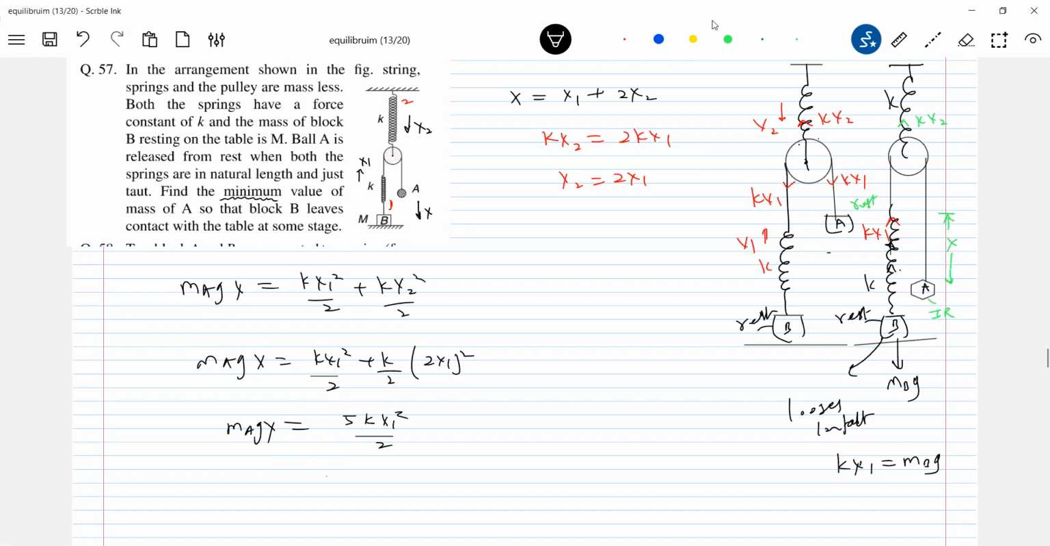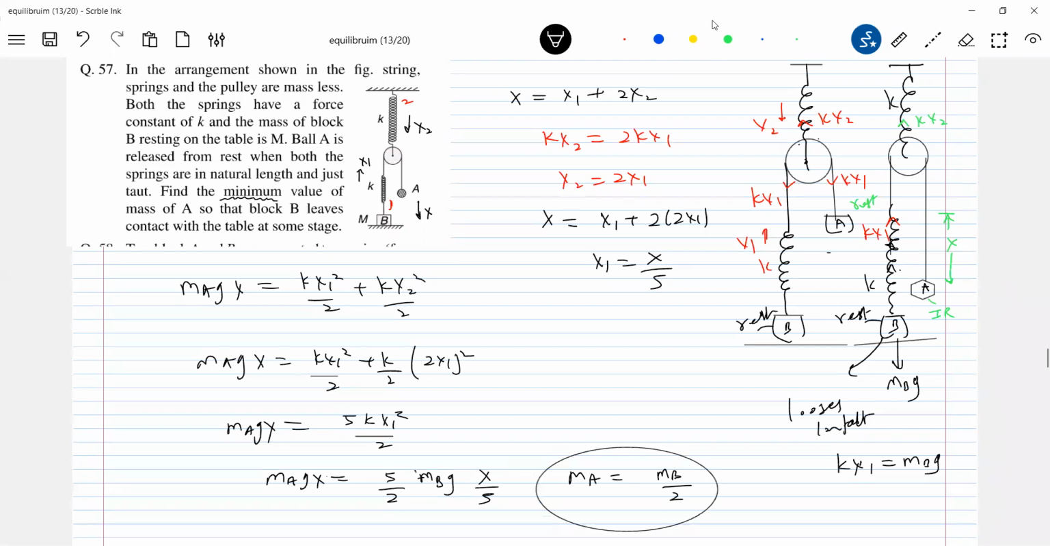But we need x1 in terms of x, so let me take help of this equation. x2 is equal to 2x1, and x equals 2x2, so therefore x1 equals x by 5. So mAgx is equal to 5 by 2 times kx1 squared, write one kx1 as mbg, and the other x1 as x by 5. So mA is equal to how much? mB by 2. Check the calculation once.